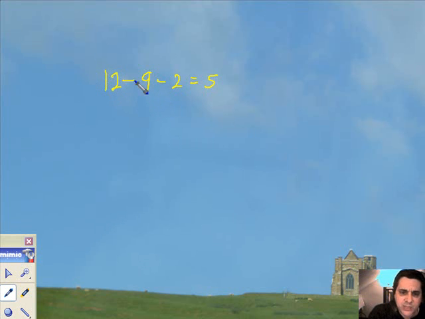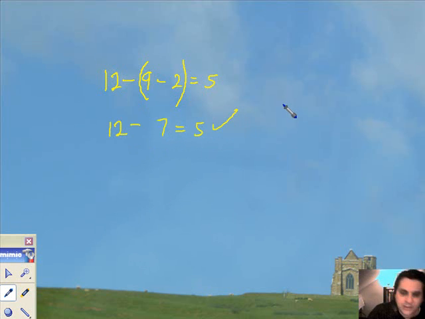Right. If I say 12 take away 9 first and get 3, I'm left with 3 take away 2 is 1. So that's no good. The only place to put a bracket therefore is there. See what happens. Well, work out the bracket first. 9 take away 2 is 7. What are we left with? 12 take away 7. That does in fact make 5. So I know I'm right.